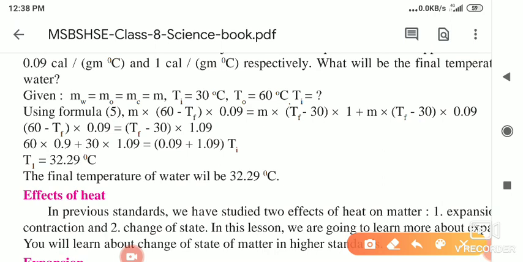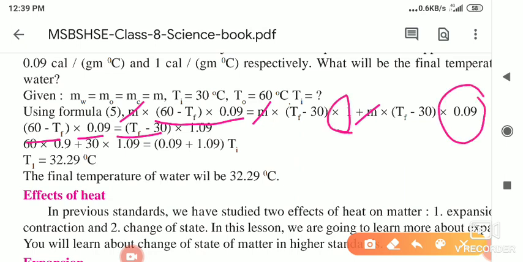Now the next point: m is common here, so if we take it outside it gets cancelled. The remaining terms are 60 minus T final into 0.09 is equal to T final minus 30 into the addition of 1 plus 0.09, which is 1.09. Here m and T final terms are common, so m gets cancelled and T final minus 30 remains.